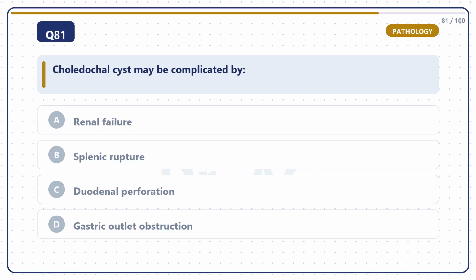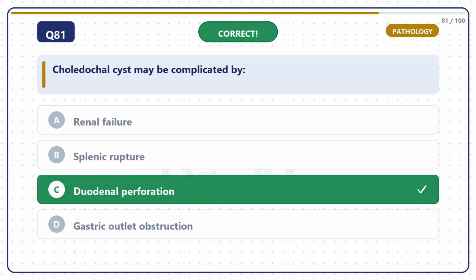Question 81. Choledochal cyst may be complicated by Option A. Renal failure. Option B. Splenic rupture. Option C. Duodenal perforation. Option D. Gastric outlet obstruction. The correct answer is option C.